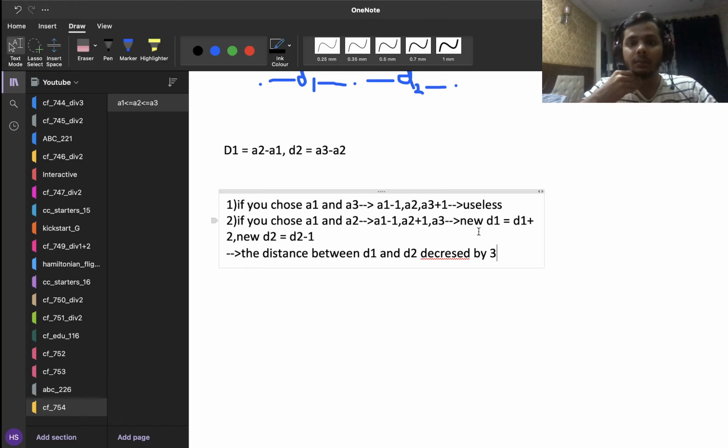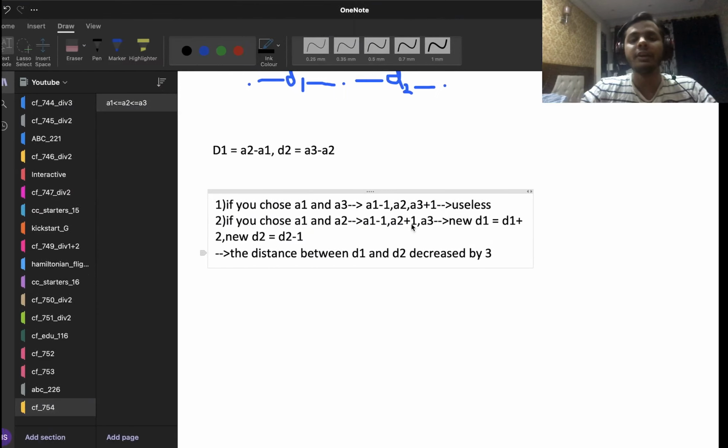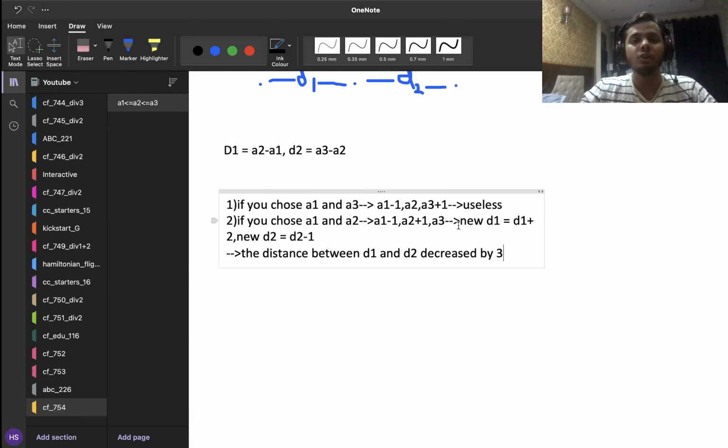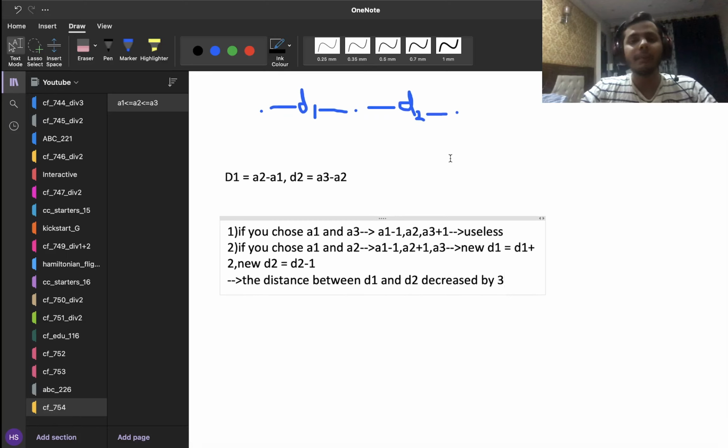So what I want to say here is that if the distance between d1 and d2, that is the absolute value of d1 minus d2, is divisible by 3, then obviously your answer will be 0, because you can make a1 plus a3 equal to 2a2. That is, you can make d1 equal to d2. Otherwise, what happens is that it keeps on changing by amounts of 3.